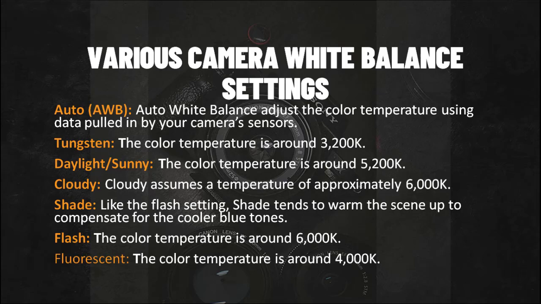The fluorescent white balance, the color temperature is around 4000 K, and it also ensures that when you're shooting within a fluorescent lighting setup, when your light source is fluorescent, it balances it and ensures that white objects appear white.